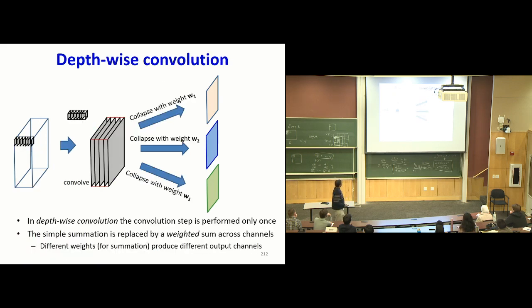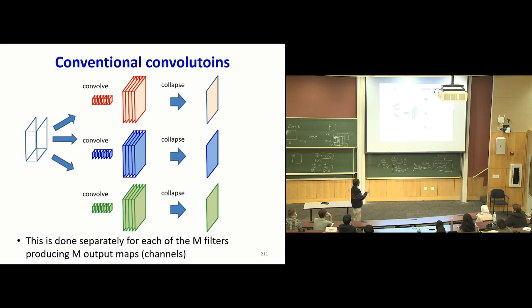So in depth-wise convolution, instead of having all of these be independent and then performing the collapsing, you change the order of things.